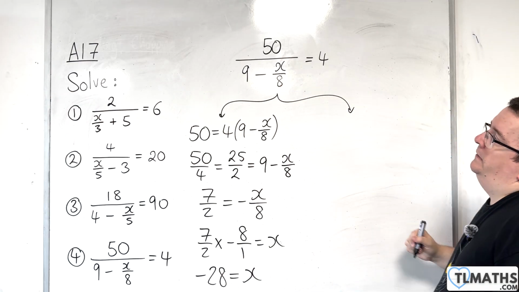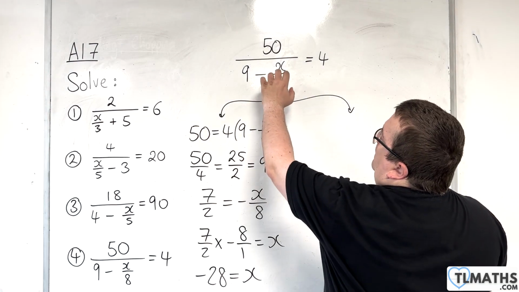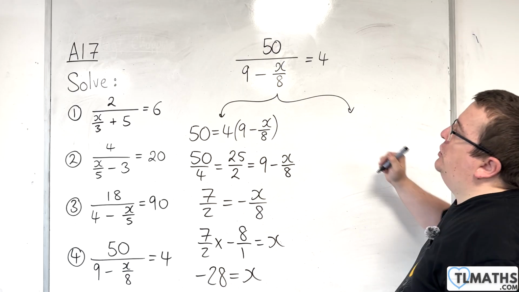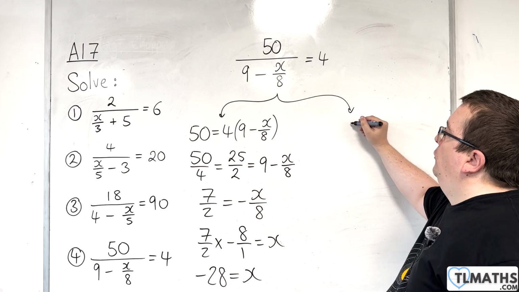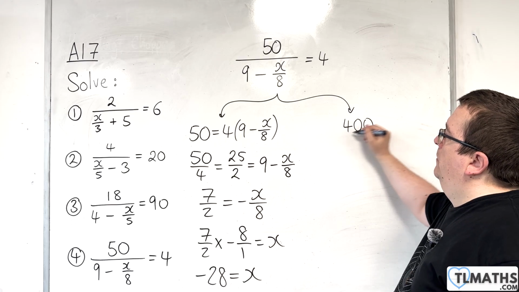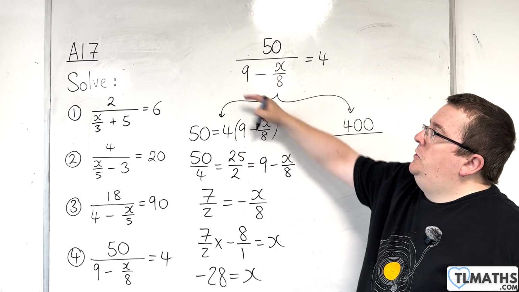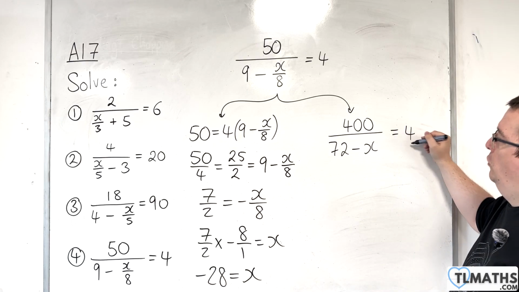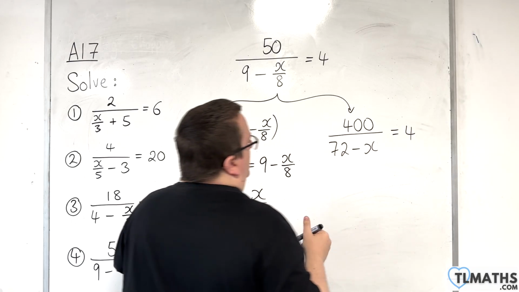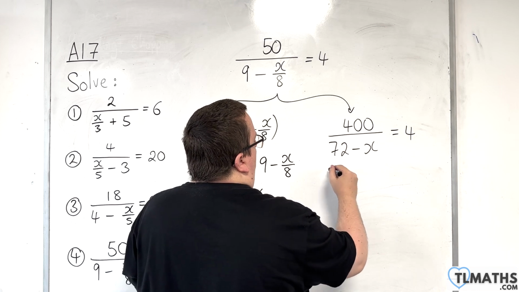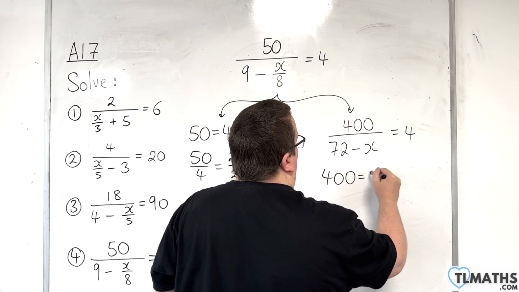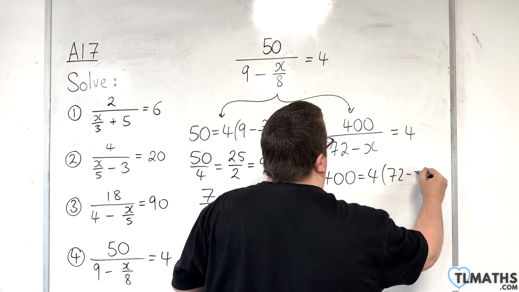Okay. So let's do it the secondary method. So let's multiply top and bottom by 8 to get rid of the nested fraction. 50 times 8 is 400. 9 times 8 is 72. Take away x is equal to 4. Okay, so if we multiply both sides by the denominator, 400 is equal to 4 lots of 72 take away x.